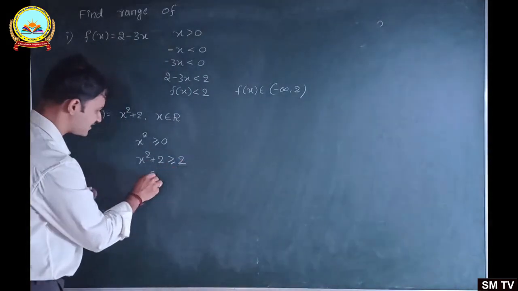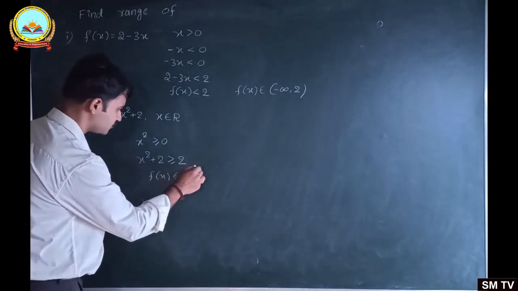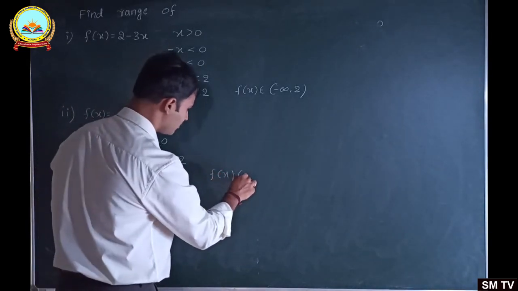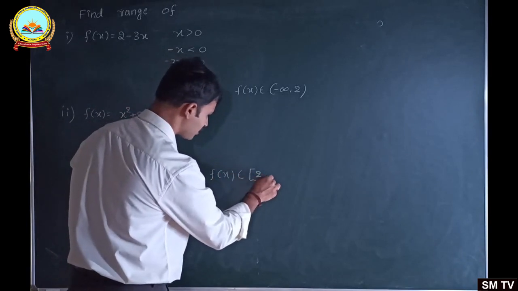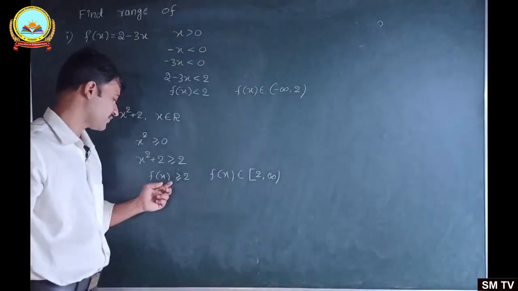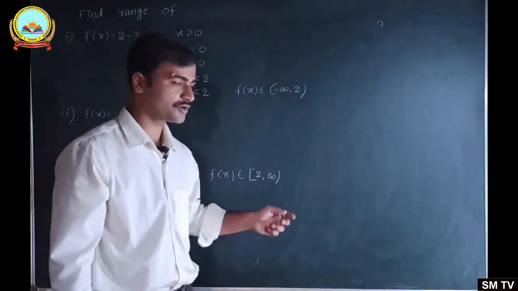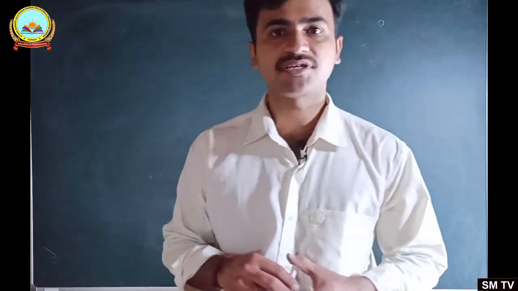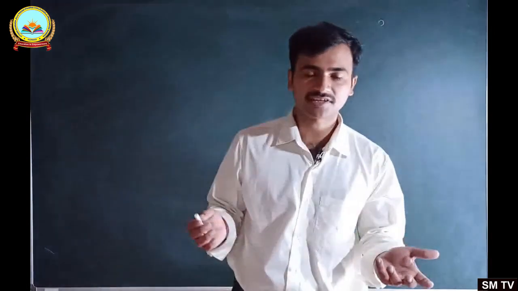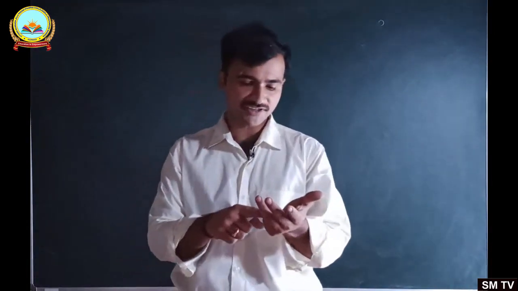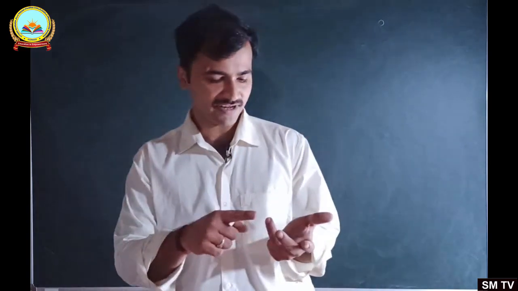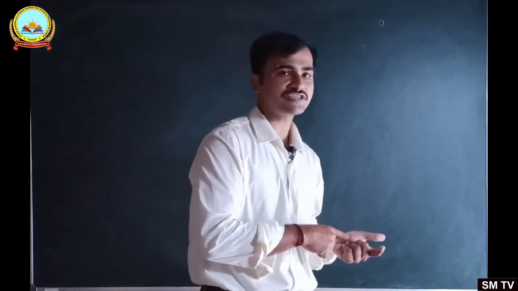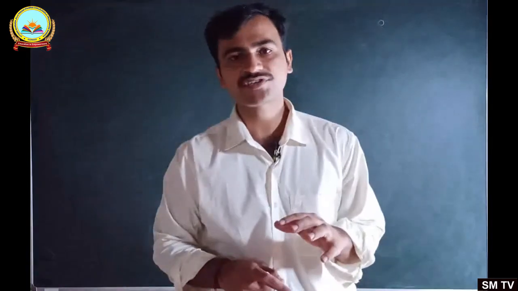Next, this problem, f of x is equals to x square plus 2. x belongs to R. We have x square is always greater than or equals to 0. We studied the range of the x square function. Therefore x square plus 2 is greater than or equals to 2. Hence f of x belongs to the closed interval 2 to infinity. f of x must be greater than or equals to 2 means closed interval 2 to infinity.